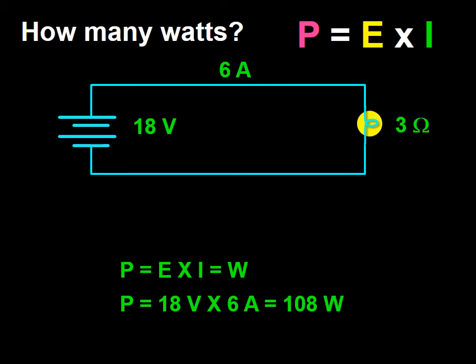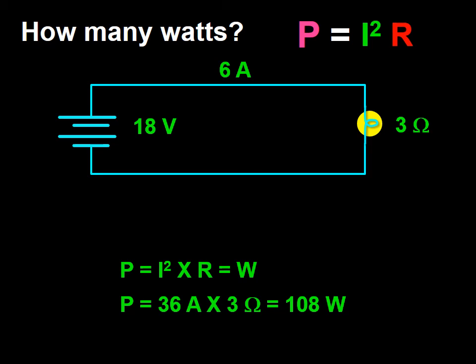So, when asked how many watts are in a circuit, we can use any of the equations that we have introduced. We can use the equation which states that power is equal to electromotive force times current. If you work it out using this equation, the diagram shown in this frame will have 108 watts.